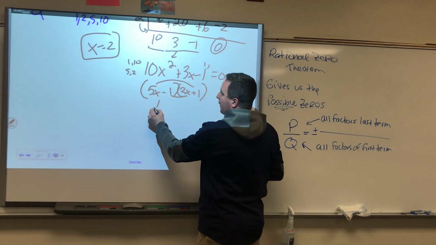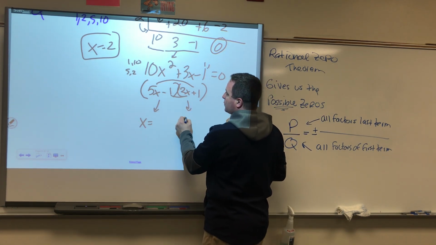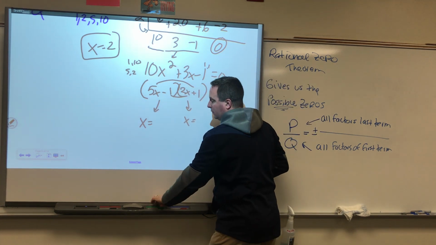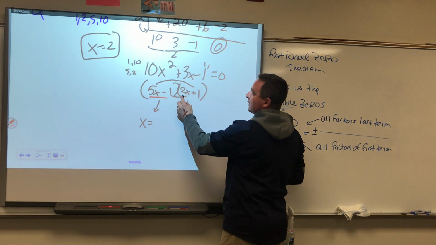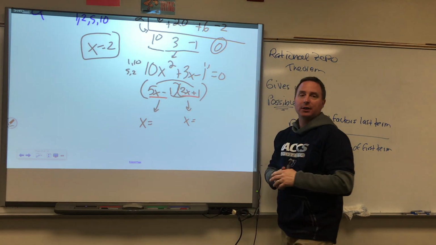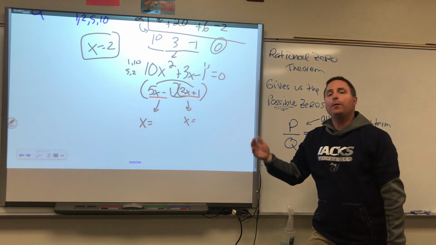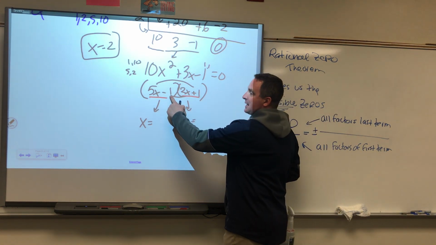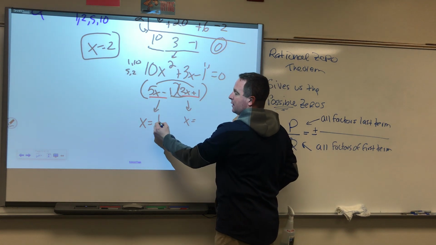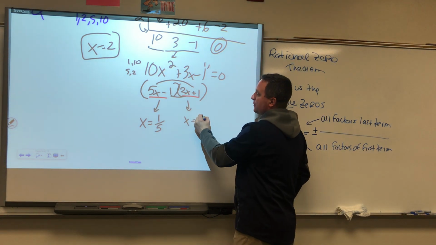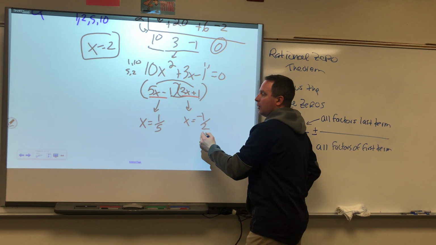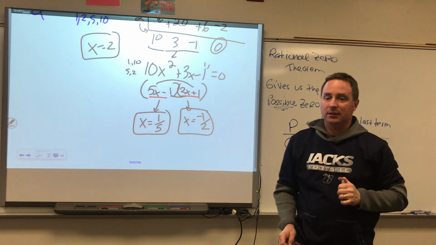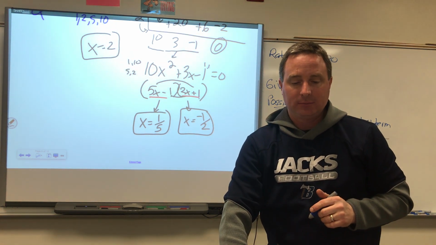And again, if I want to find the zeros, if I want to find the actual solutions, I could set each of these things individually equal to 0. I could say 5x minus 1 equals 0 and 2x plus 1 equals 0, and then solve it. Or hopefully, by now we've done enough of this factoring, you guys know the little shortcut. It's the opposite of the last number, 1 over 5. This would be negative 1 over 2. And there are my other 2 solutions. So we got a grand total of 3.